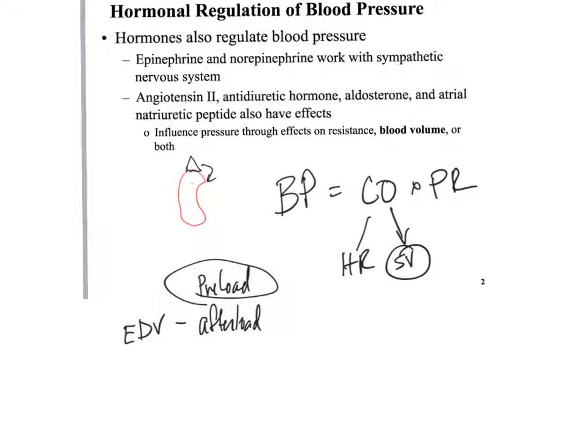So what we're going to end up doing with these hormones, we're going to alter blood volume. Okay? So how do we alter blood volume? What system do you use in your body to alter and regulate blood volume?